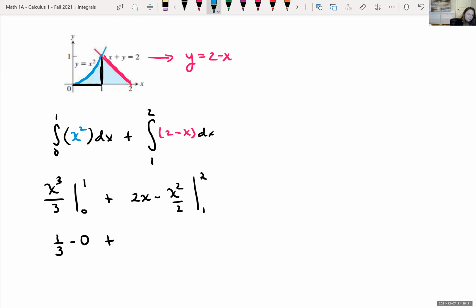Plus, now let's go in and plug in 2 wherever we see an x for that second integral antiderivative. So plugging in 2 wherever we see an x, we got that 2 times 2, which is 4, minus 2 squared, which is 4, divided by 2, so that's 2. Minus, we need parentheses there. Now plugging in 1 wherever we saw the x. So 2 times 1, which is 2, minus 1 squared over 2, which is 1/2.